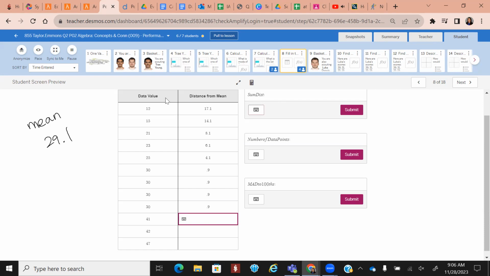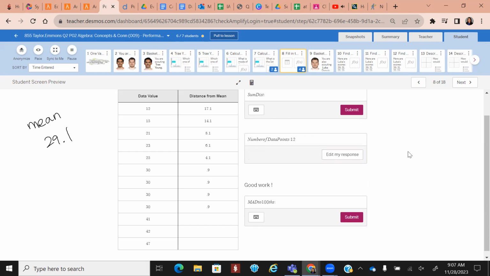Now, the next thing after you fill all these boxes in is you're going to add them all up and put the sum in here. Then it says number of data points. The number of data points is gonna be 12. And then we're gonna take whatever the sum was and divide it by 12 and round it to the hundredths place. That's 2 decimal places, and that gives us the MAD.